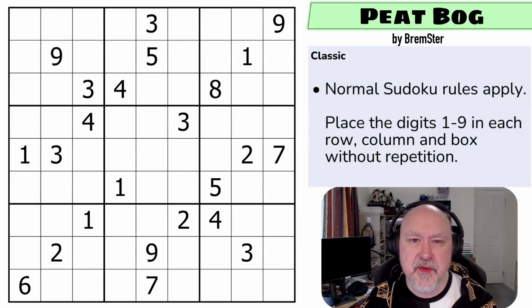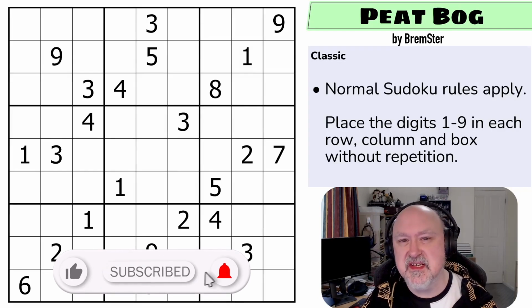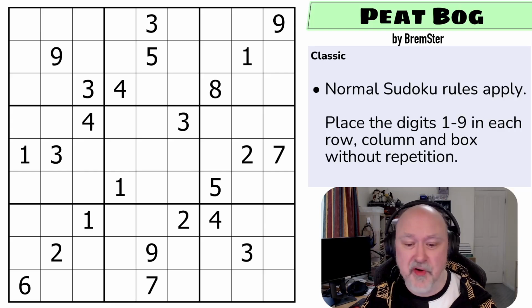Hi, and welcome to BremSter Puzzles, and back to the Sudokétudes series of puzzles. This is the second puzzle in Sudokétudes set 6, which is a classic Sudoku called Peat Bog. Again, one I do not remember. I would have made this one months ago.